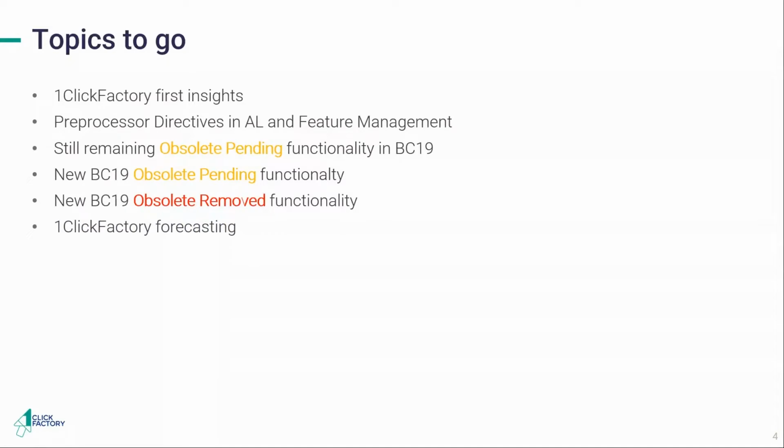Topics to go. Firstly, I will go through our first insights, what we saw when opening the newest Business Central release. Then I will go through preprocessor directives and feature management, what is new in Business Central 19. Then the remaining obsolete pending functionality from other versions, and in the current version, new obsolete pending functionality is separated. It will also be introduced. Then what was removed in this newest release, again comparing older releases and forecasting. So please stay until the end if you want to know how the future looks from the numbers we have, and I will present all of them.